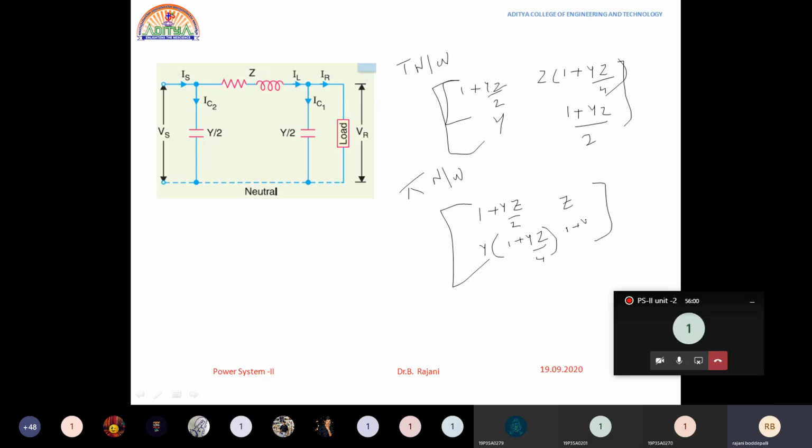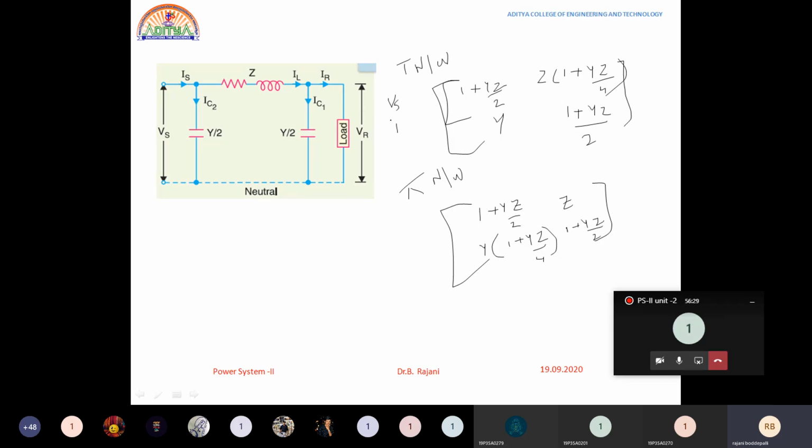See here, in each and every case, A and D are equal. If we do AD minus BC, you will get 1. This is how we can check whether our derivation is correct or not. If you check that A is equal to D and AD minus BC is equal to 1, then your answer is correct. Then it satisfies.